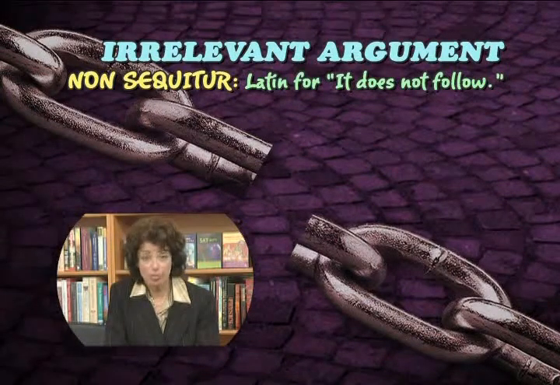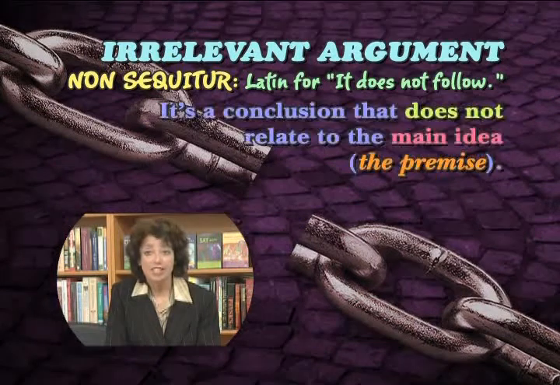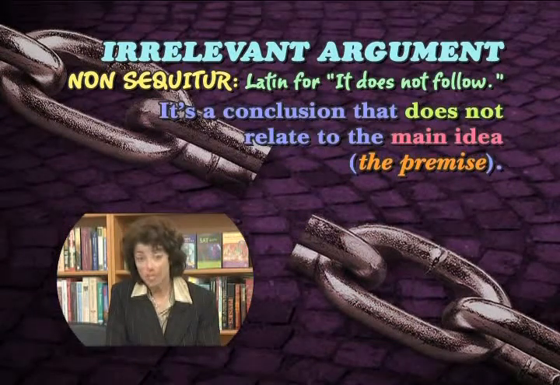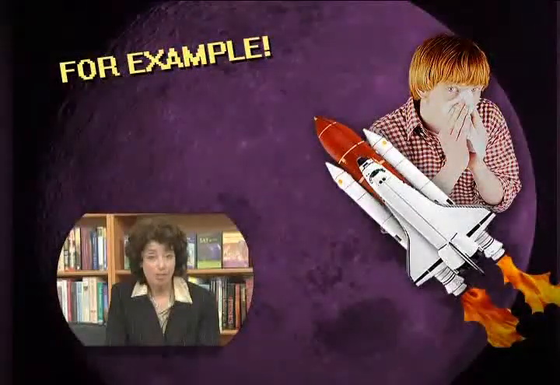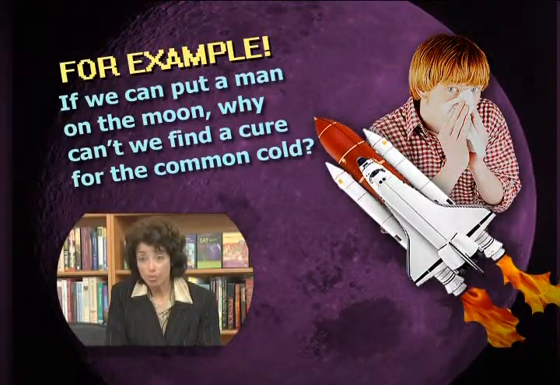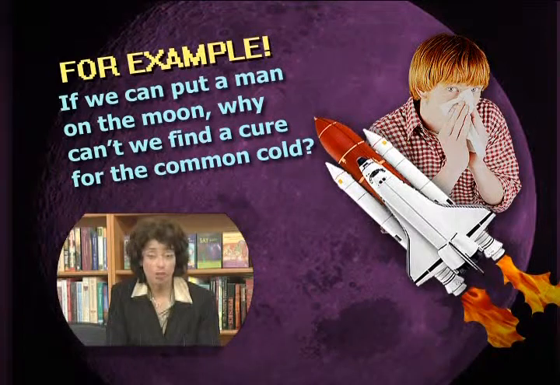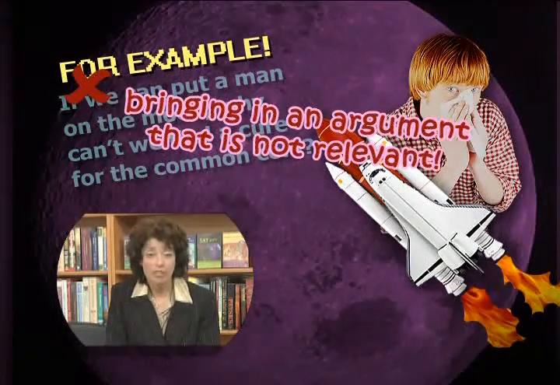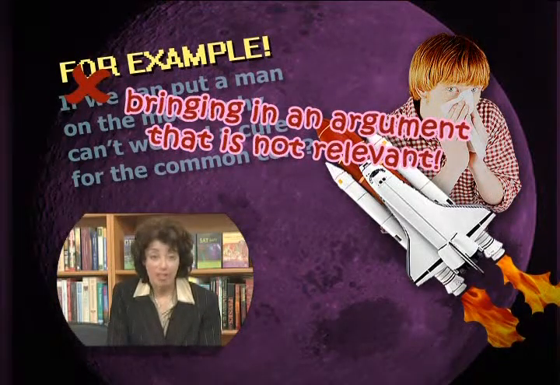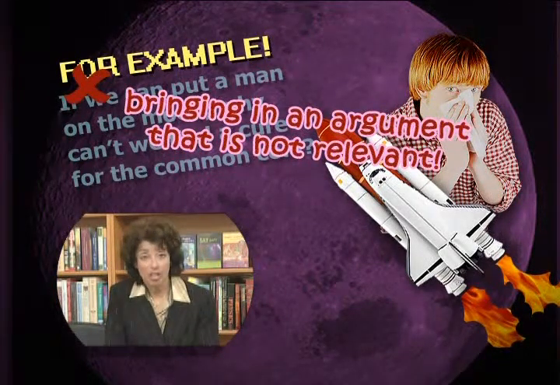A non sequitur, or an irrelevant argument, is a conclusion that does not relate to the main idea, which is also called the premise. For example, if we could put a man on the moon, why can't we find a cure for the common cold? Well, putting a man on the moon has nothing whatsoever to do with the common cold. They are not at all related. And by linking them, you are bringing in an argument that is not relevant, and therefore you're committing an error in logic.